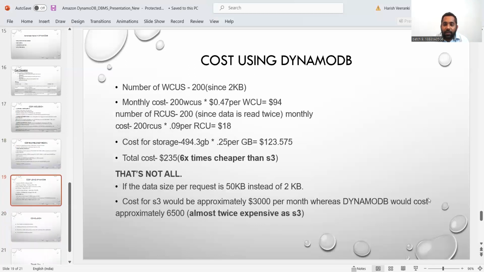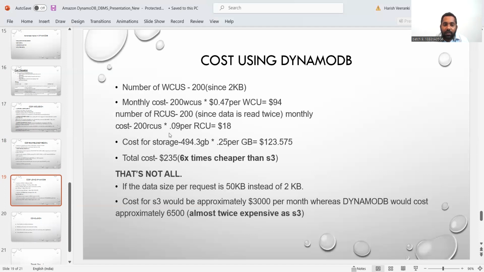Cost using DynamoDB: the number of WCUs is 200 since the item is 2 KB. The monthly write cost is going to be 200 WCUs into $0.47 per WCU, which is going to be $94. And the number of RCUs is going to be 200 since the data is read twice.